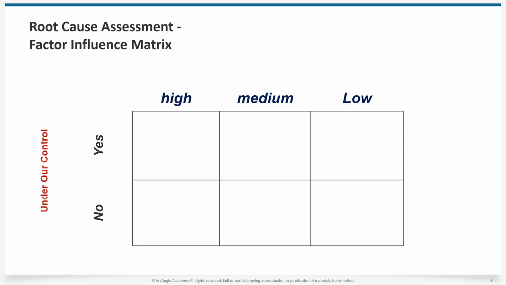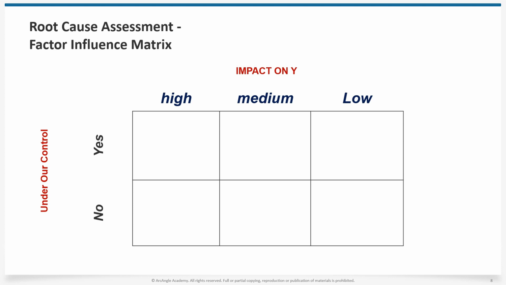The matrix has 2 dimensions: under our control and impact on Y. The first dimension, under our control, has 2 categories: yes and no. This dimension allows us to determine whether a particular root cause is within our direct control or not. If a root cause is under our control, it means we have the ability to address and resolve it directly. If it is not under our control, it implies that external factors or dependencies may influence or limit our ability to address the root cause.